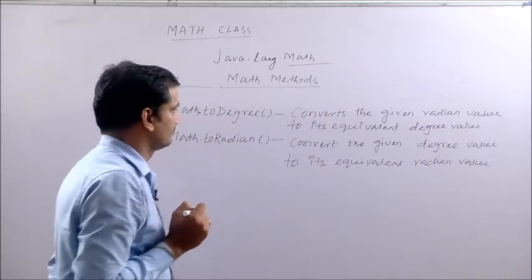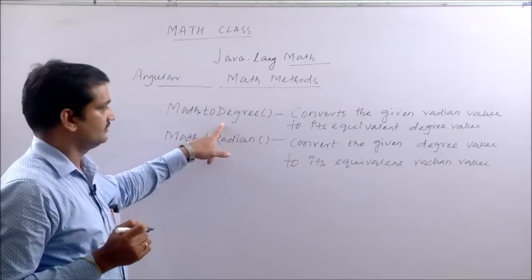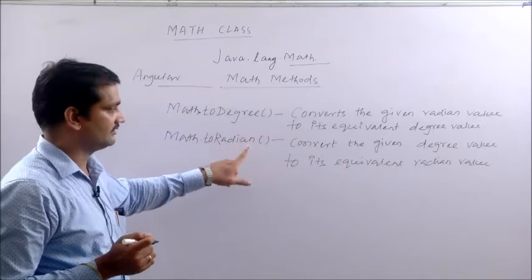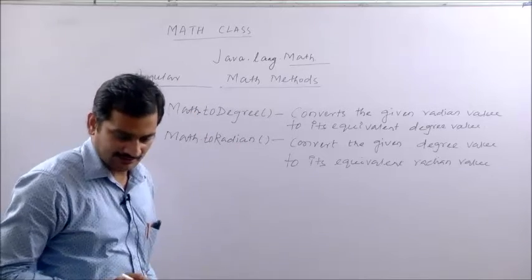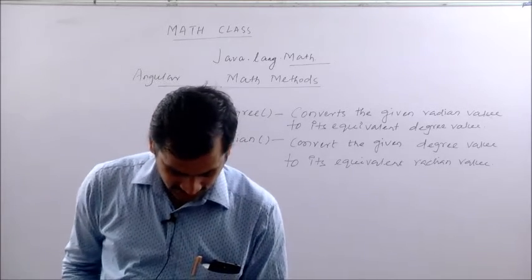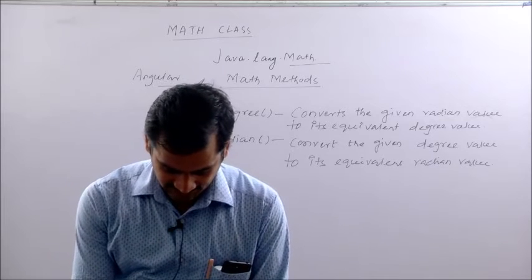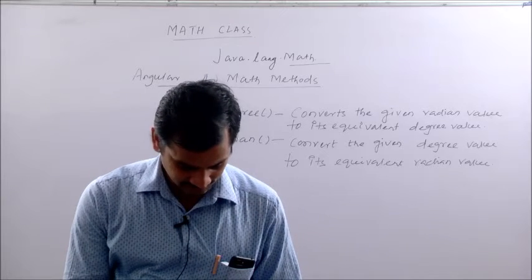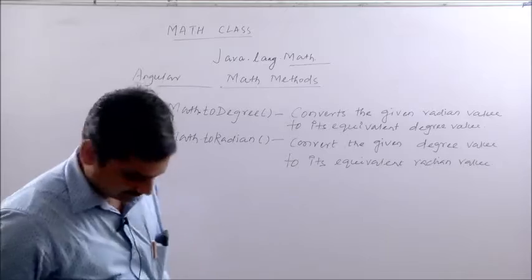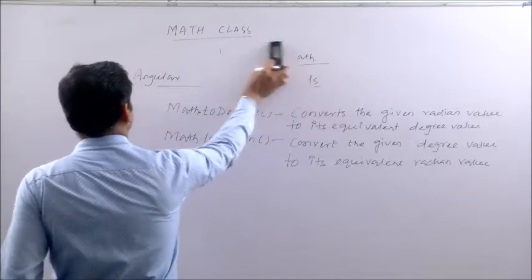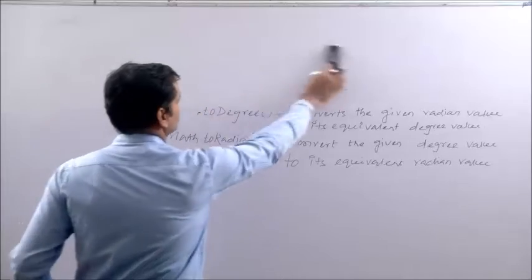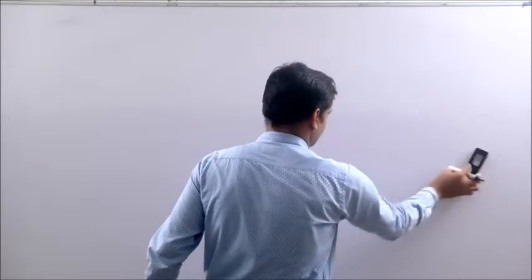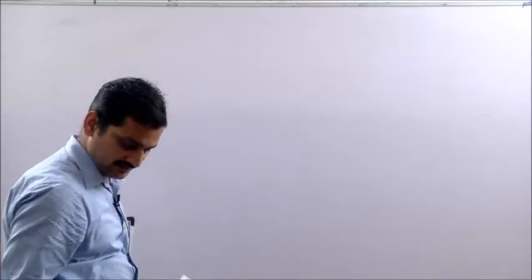So, the first method takes the radian value as argument and returns the degree value, and the second method takes the degree value as argument and returns the radian value of it. So, these are mostly used angular math methods. Now, let us see some examples of using all these methods with programs: how you can use these methods while writing a program, how it takes the argument and what value it returns. Let us see some of them.